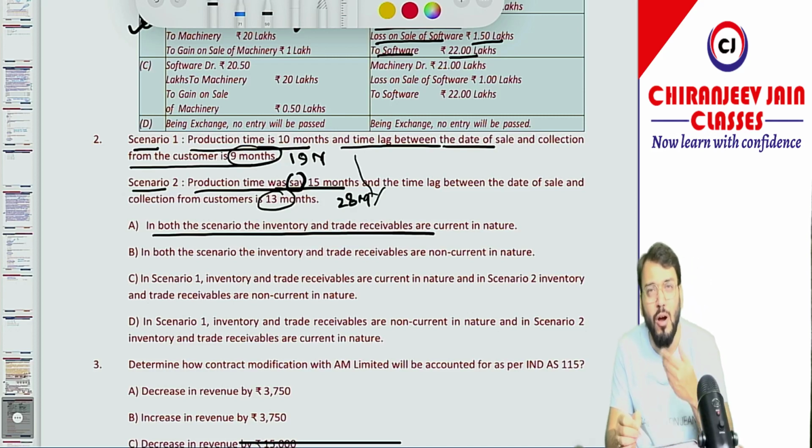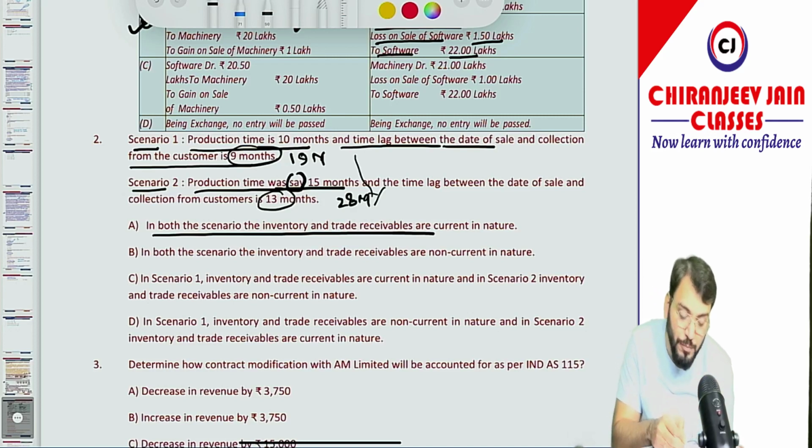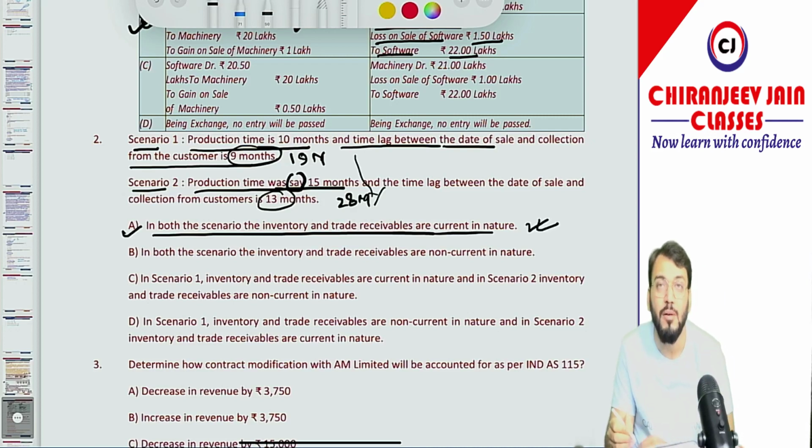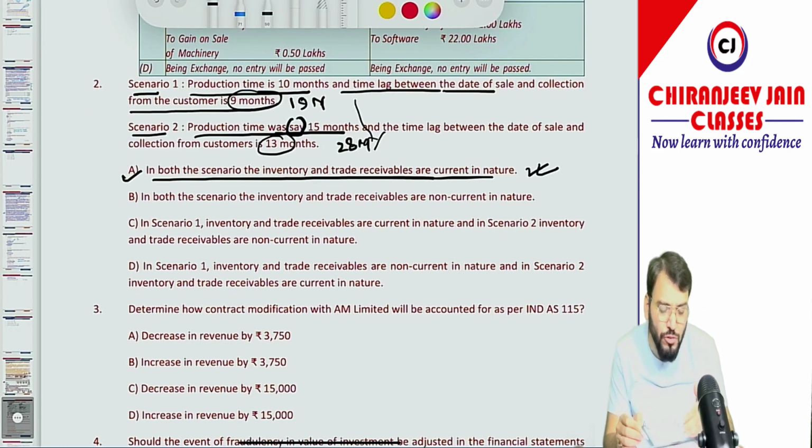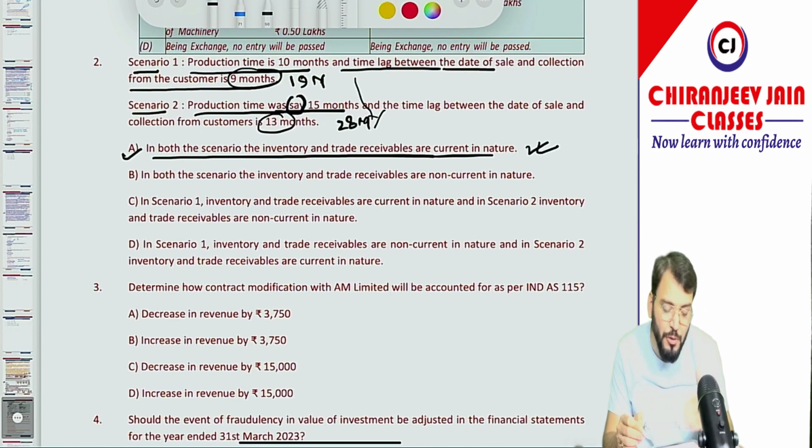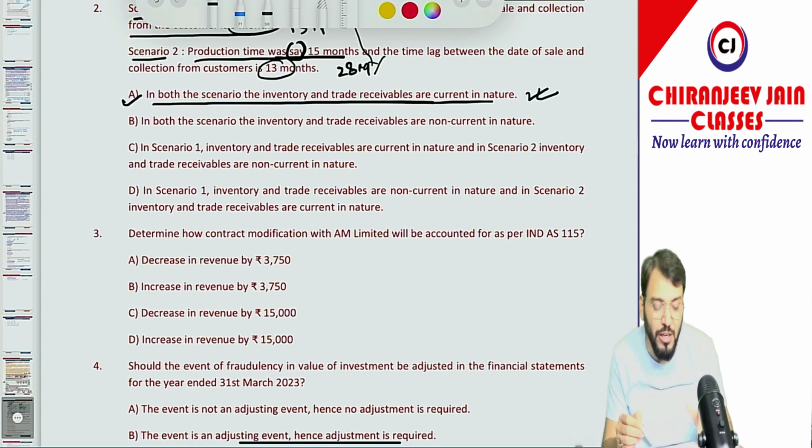Inventory will always be current. Inventory cannot be non-current. So in both scenarios, inventory and trade receivable are current in nature. This becomes the correct option. I don't think you are supposed to read the other options, but if you want to, option number A is the only correct one.